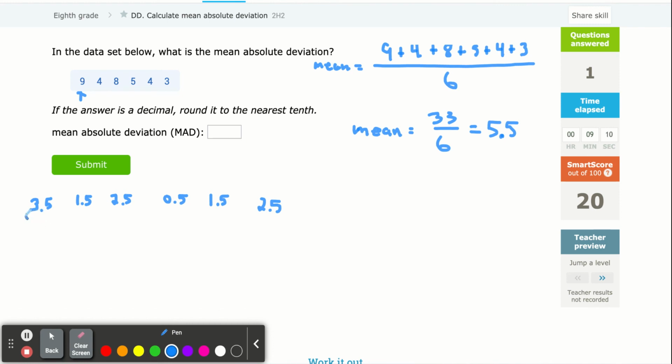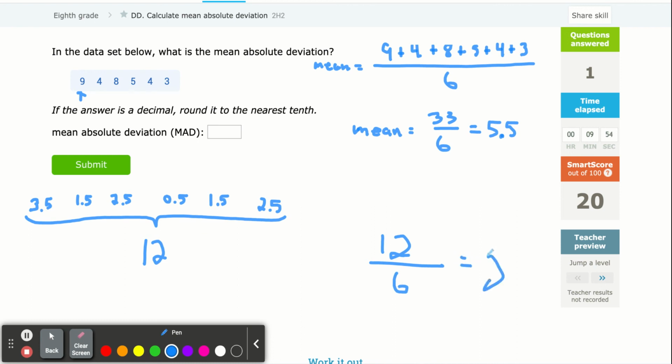Now I'm going to find the average of these. So I add all these together and divide by how many numbers there are. When I added them up, I got 12. I take the 12 and divide by 6, since there are 6 of them, and I get that the mean absolute deviation is 2. So that's what I type into here.